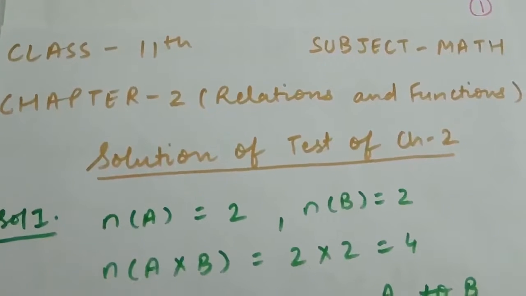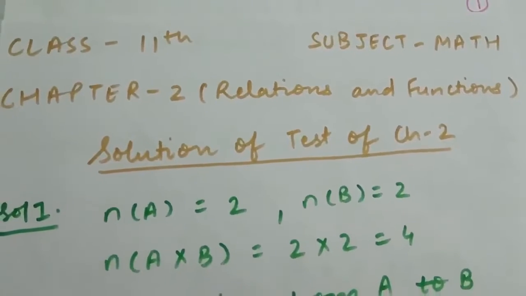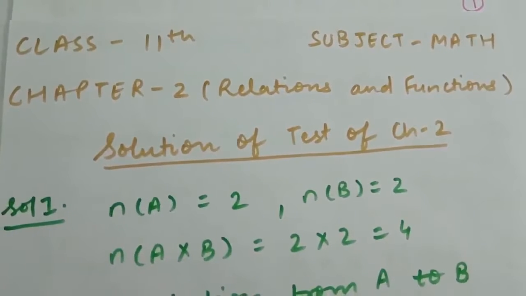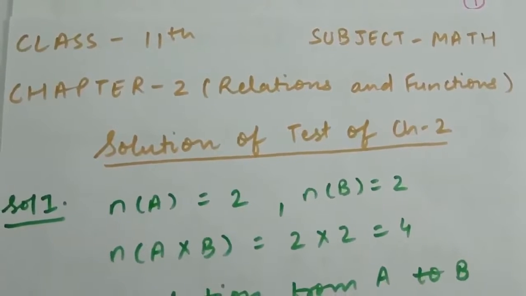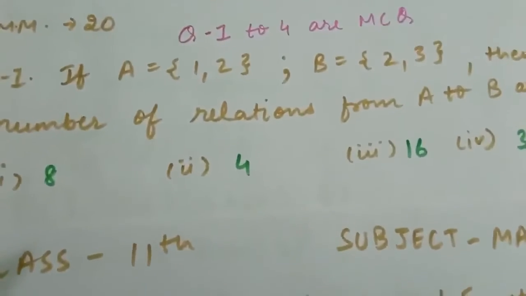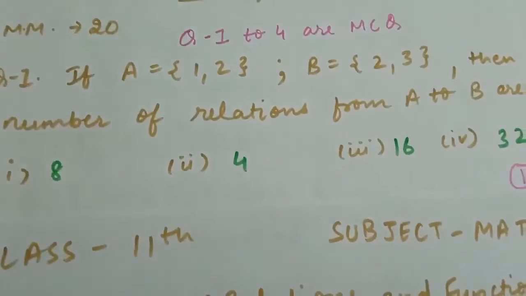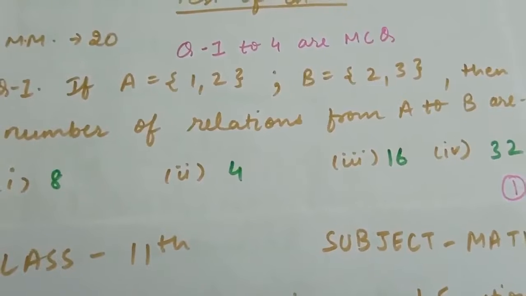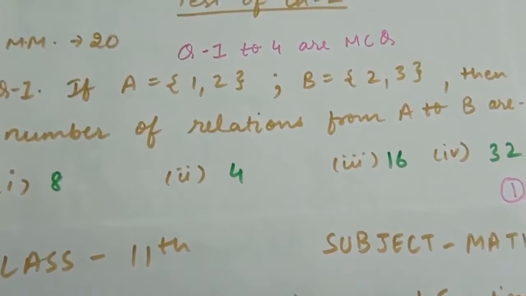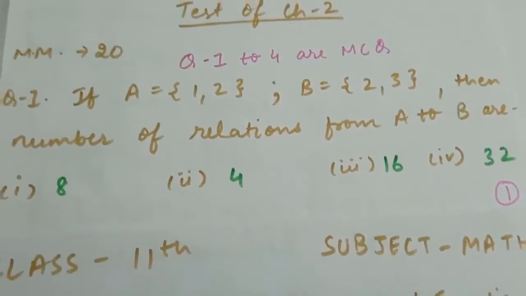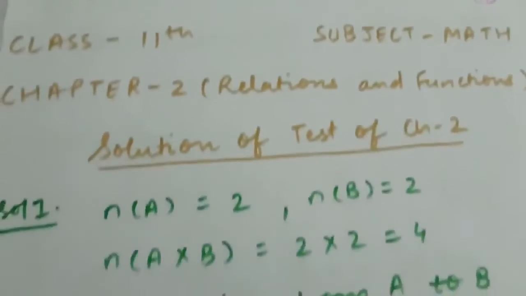Good morning students. This is class 11th maths, chapter 2nd relations and functions, and today we will discuss the solutions of test of chapter 2nd. So question first was, if A is equal to the set {1, 2}, B be the set {2, 3}, then the number of relations from A to B are. So we have to find the number of relations from A to B.